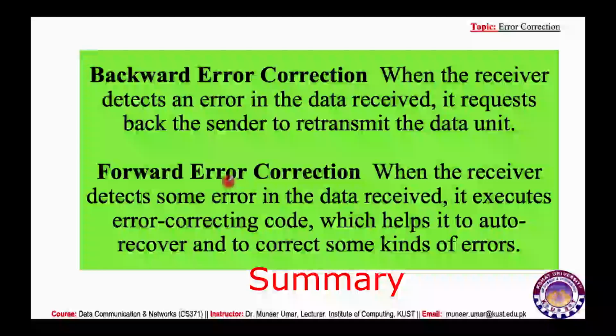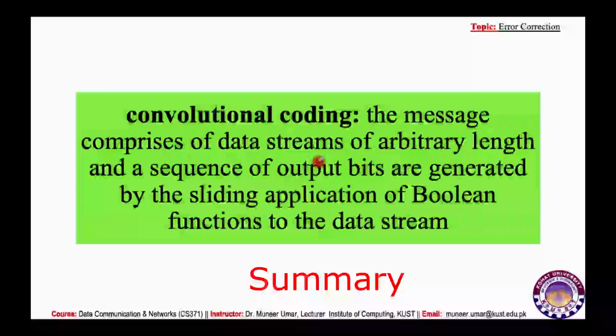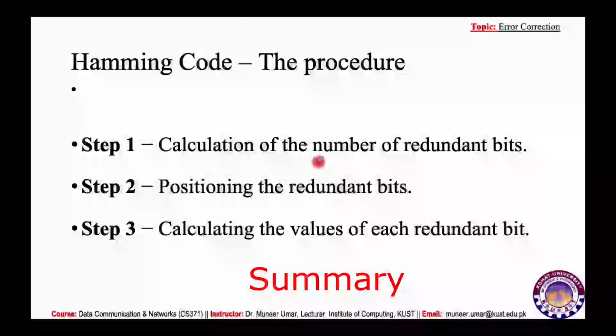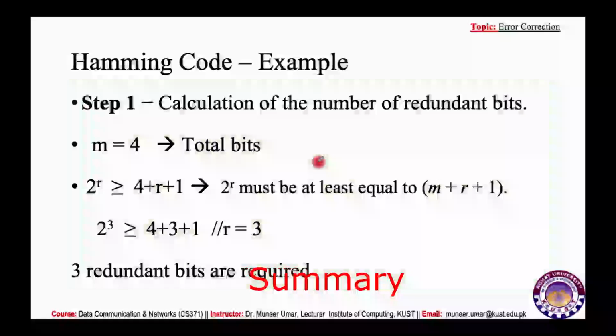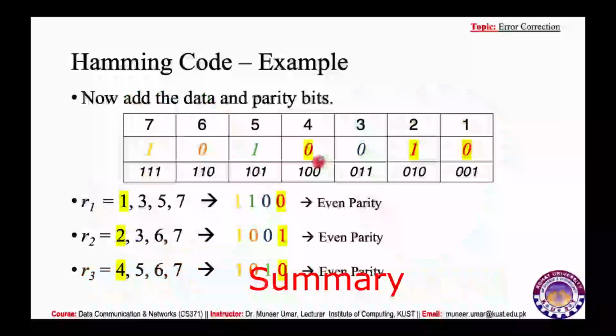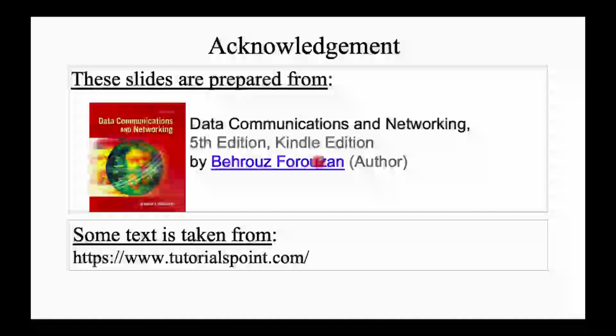Then we looked into block coding and convolutional coding. In block coding, we have Hamming codes. So we studied the Hamming codes. In Hamming code, we have three steps. We also looked into these three steps and took an example, and according to these three steps, we processed this example. And this was all about the error correction. I hope you will study this by yourself.